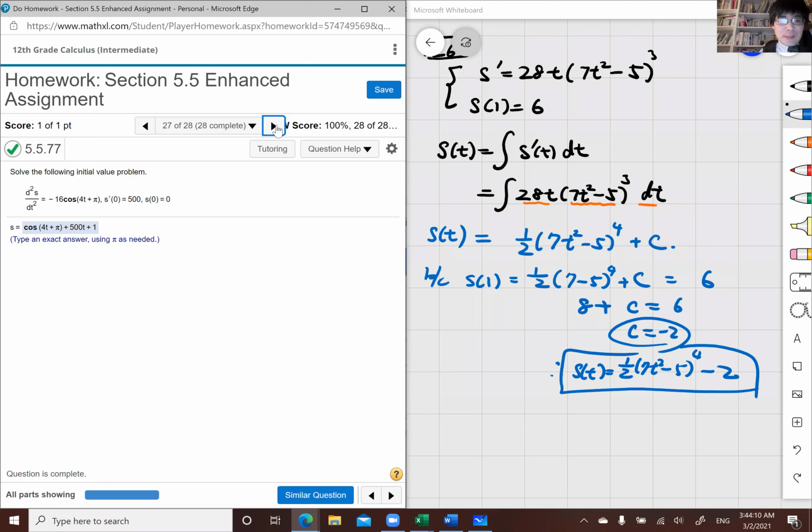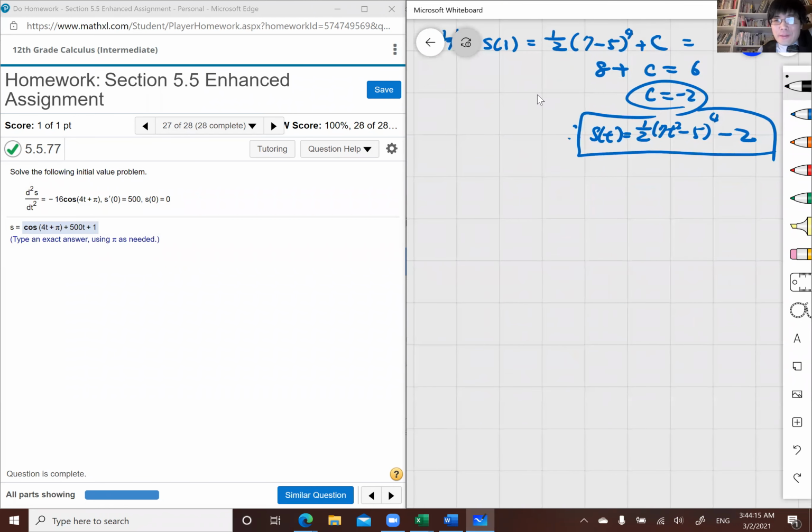Okay, again, this is another initial value problem. Now you have a second derivative. The second order derivative of s is -16 cos(4t + π), and the two initial conditions are s'(0) is 500 and s(0) is equal to 0.